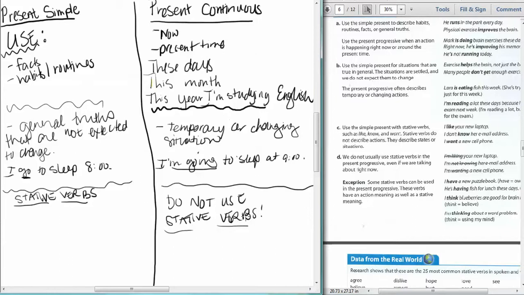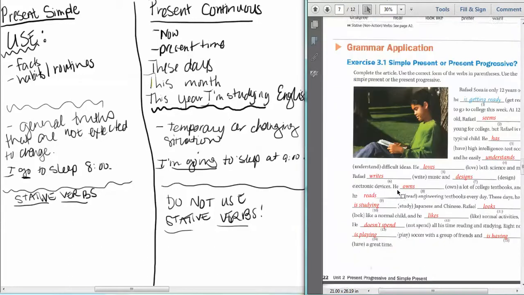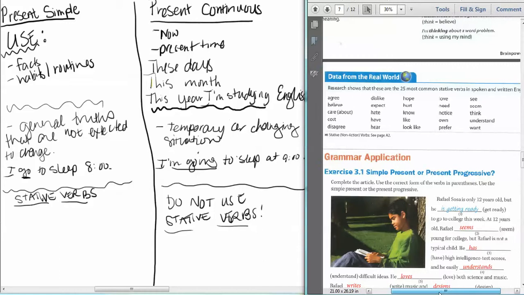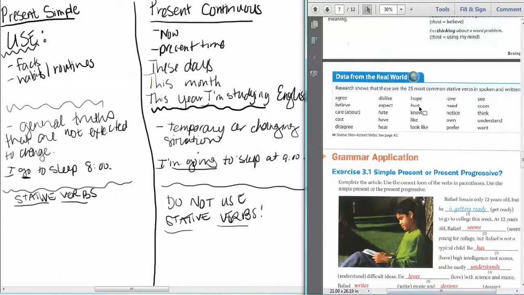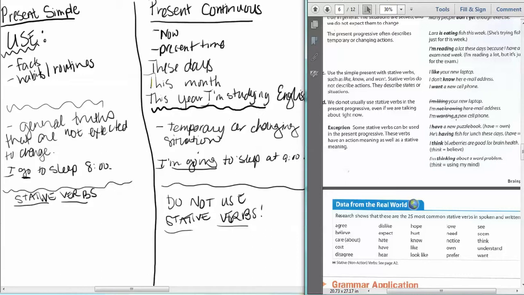Now there was a list, I believe this is right here in your book on page 22. This is a list right here of the 25 most common stative verbs that are spoken and written in English. If you also want to see some more verbs, you can see page A2 in your book. But these are the most common ones. If you're going to memorize anything, these are the verbs you need to memorize. These are stative verbs. They do not go into the present continuous.